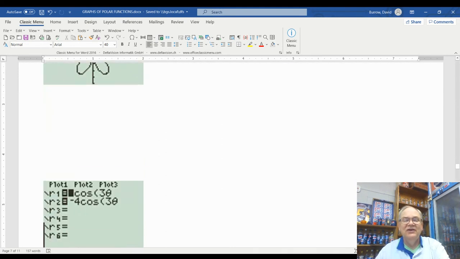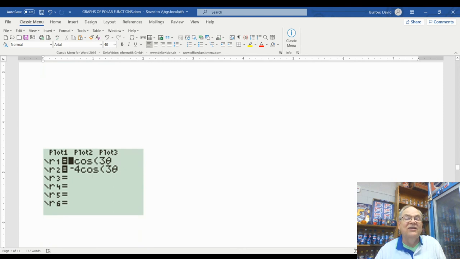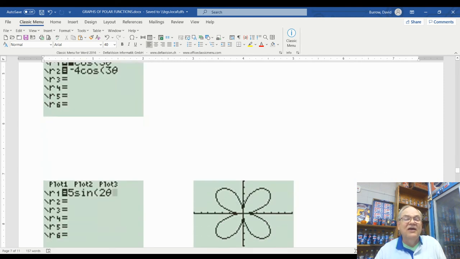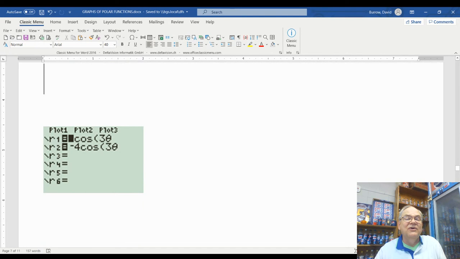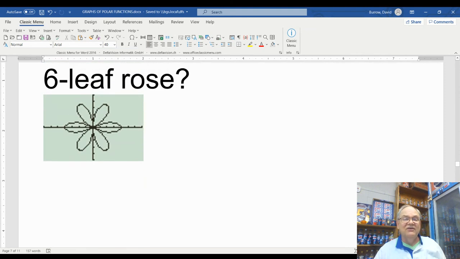What you have to do to get a 6-leaf rose is to actually use 2 separate equations. And I have those equations here. While the calculator was blinking, it actually sort of blocked off the fact that the first equation is 4 cosine 3 theta, and the second one is negative 4 cosine 3 theta. And if you put those together, you do end up with one where the first leaf's at 0 degrees, one where the first leaf's at 180 degrees, and you get like mirror images of 2 3-leaf roses that give you the 6-leaf rose that I had there.